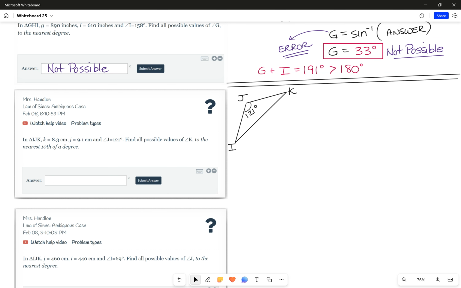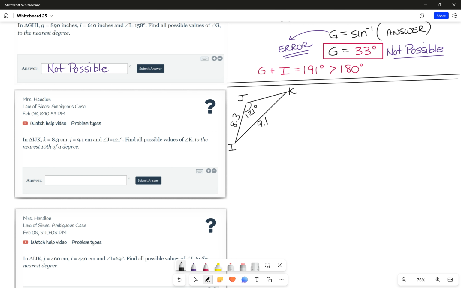Okay, so here's the next one, another IJK problem. They gave us angle J to be 121 degrees. Side K is 8.3, so that means that across from angle K, the side length has to equal 8.3 centimeters. So let's go ahead and label this side as 8.3. And then side J has to be 9.1. So across from the J angle, we have a 9.1.